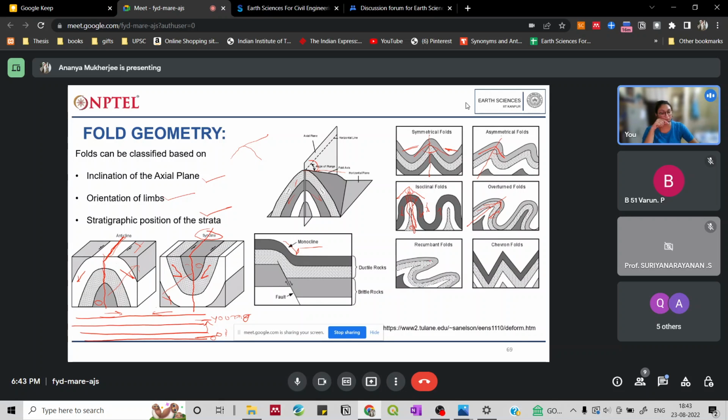Then you have recumbent folds. This is a type of overturned fold, but the axial plane is essentially almost horizontal. And chevron folds are those folds where the crests are quite pointed. You don't see the curved crest as you can see in this anticline or symmetrical folds. So these are pointed, and the axial plane over here is vertical, but it can be inclined also. The chevron fold is classified based on the shape of the crest.